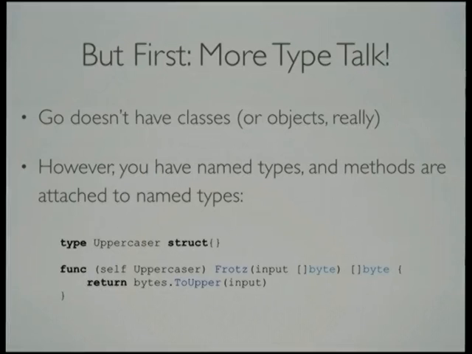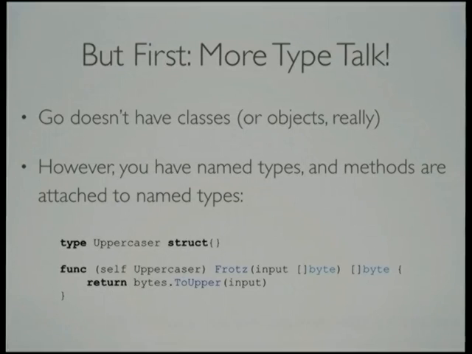So if we look back at the example here, we have our uppercaser, which we define as an empty struct. As far as Go is concerned, if you create an uppercaser, you get an empty struct. It's just that as far as the type system is concerned, you have an uppercaser. Behaviorally, it's an empty struct until you create methods. In this case, we're creating a frots method that takes a byte slice, returns a byte slice, and is on uppercasers. This is the method receiver. So now, any uppercaser you have has a frots method, where you pass it a byte slice, it uppercases that byte slice and returns it.